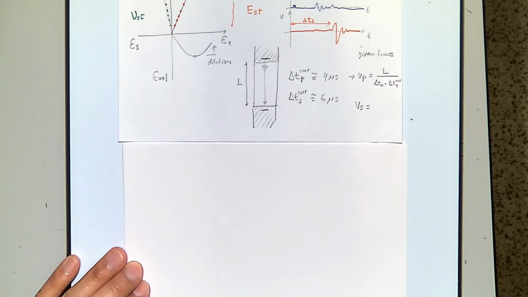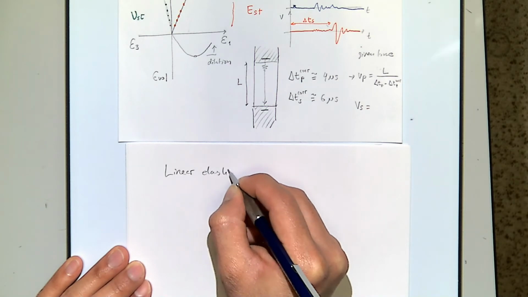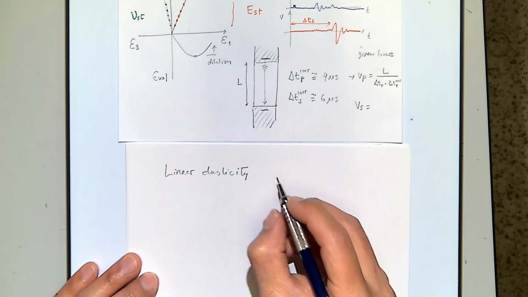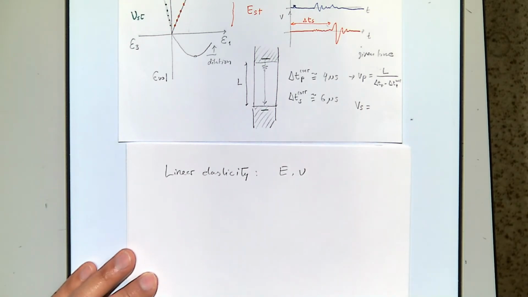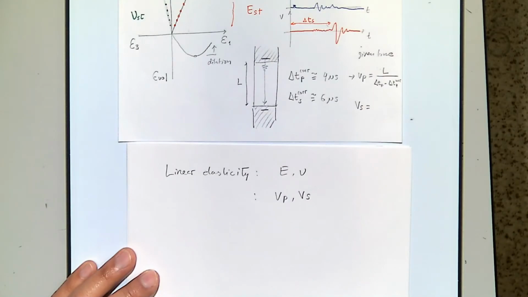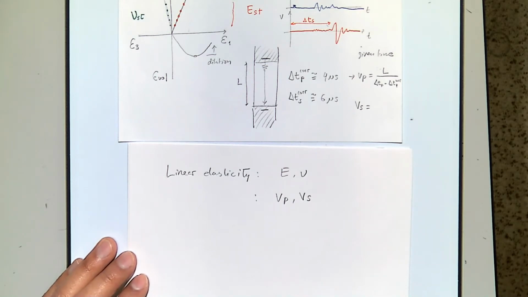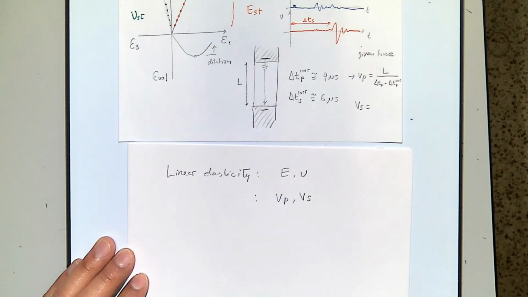And for linear elasticity, how many parameters do we need to define a solid? Just two, right? For example, Young modulus and Poisson ratio. But notice that we could also use VP and VS. Those are two independent measurements, and with those and density, we can calculate the Young modulus and the Poisson ratio.